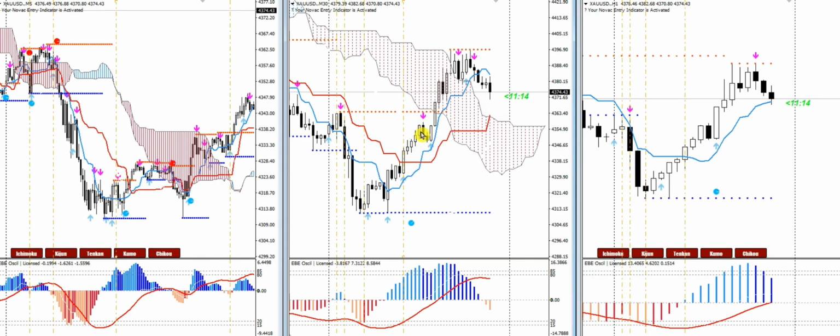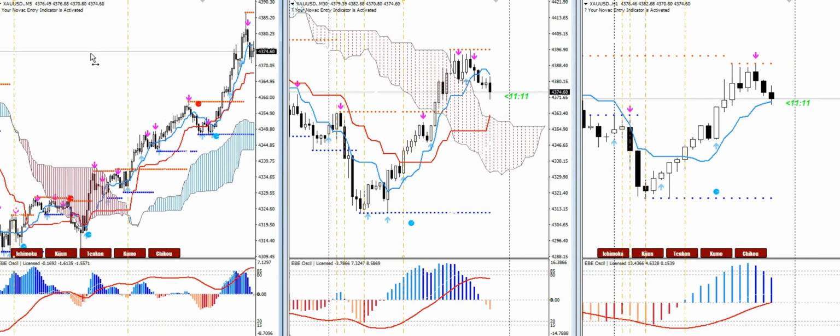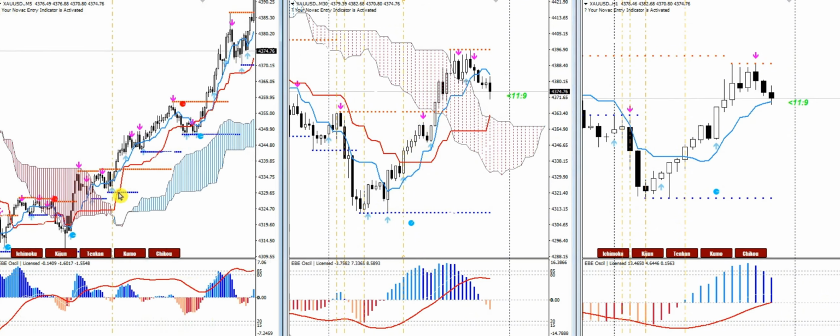So we want to look for a buy, and we need the M5 confirmation, right? On M5, the candlesticks are above the blue, the red and the cloud.